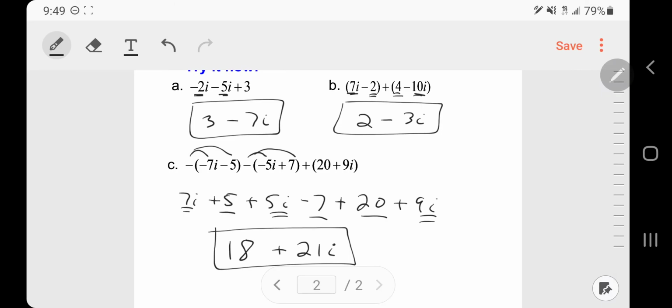Okay, so again, it's very similar to what we did with polynomials and monomials, combining like terms. All those kinds of things come into play here. But again, it's just in terms of our imaginary number i.